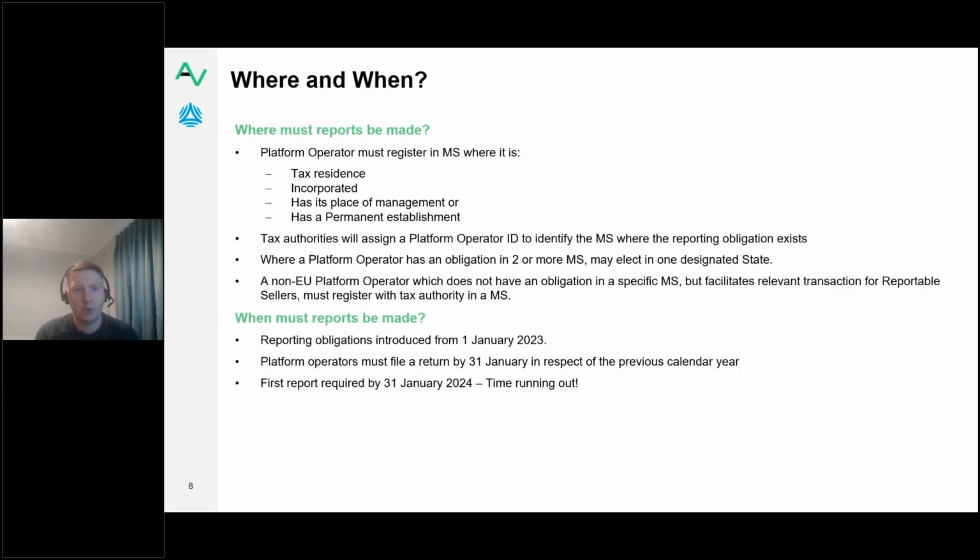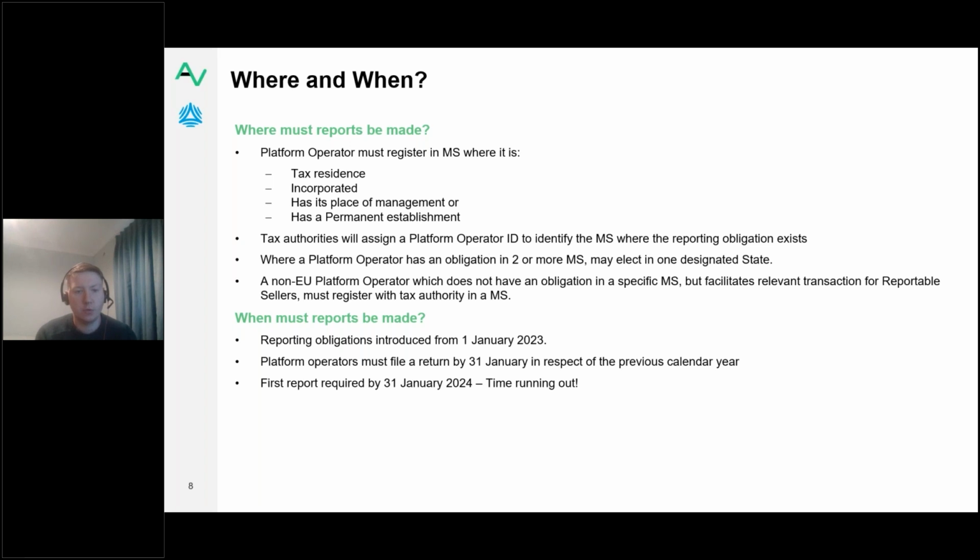Next slide, please. And then where and when. So where a platform is registered or is established in the EU, so whether it is based in an EU member state, it's tax resident in a member state, it's incorporated in a member state, has its place of management, or a permanent establishment, it is required to register in that member state. In some scenarios, you will have platforms that could have branches across the EU. In that case, they get to pick one designated state to register for DAC 7. Where a platform operator does not have any establishment within the EU, they can pick and choose what EU member state they wish to register for DAC 7.